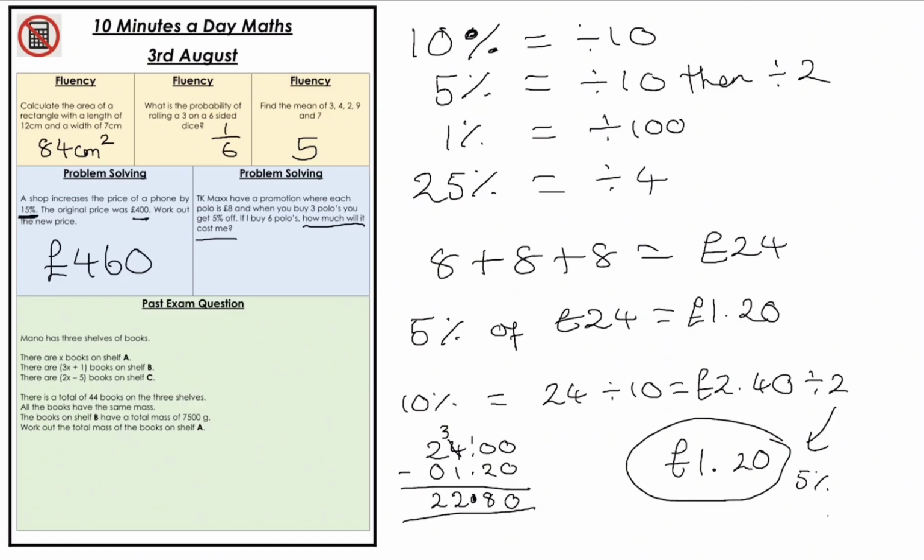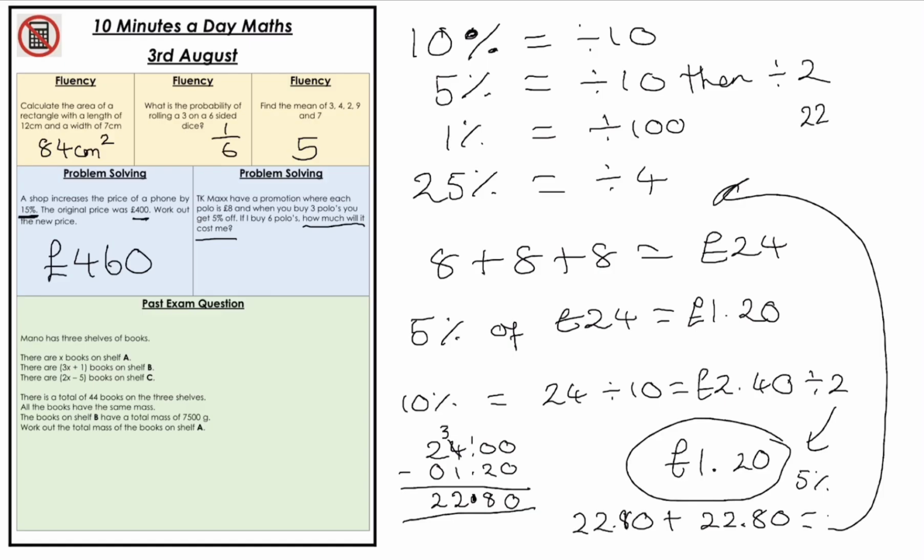So if I'm buying 6 polos, that's £22.80 plus £22.80. Okay, and if we look at adding it, I'm going to go up here so you can see column method. £22.80 plus £22.80. Always make sure you're lining it up correctly. 0 plus 0 is 0. 8 plus 8 is 16, carry the 1. 2 plus 2 is 4, add the 1 is 5. And 2 plus 2 is 4.